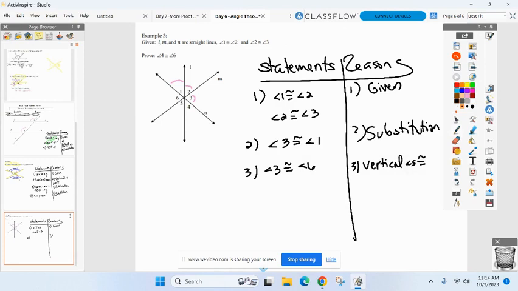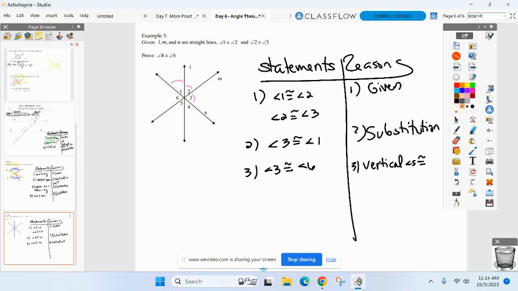I'm going to, I don't want to say require, advise you to put 1 pair of vertical angles in each statement. Do not try to fit all of them in because you're going to get confused. Trust me. Fit 1 pair for 1 statement.